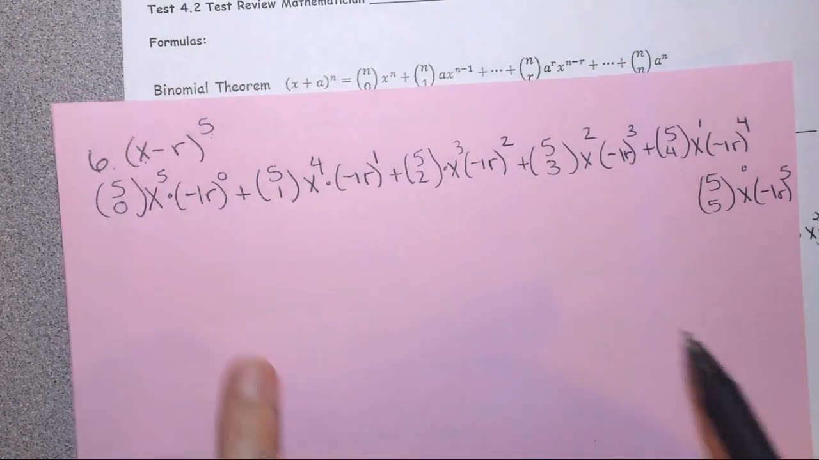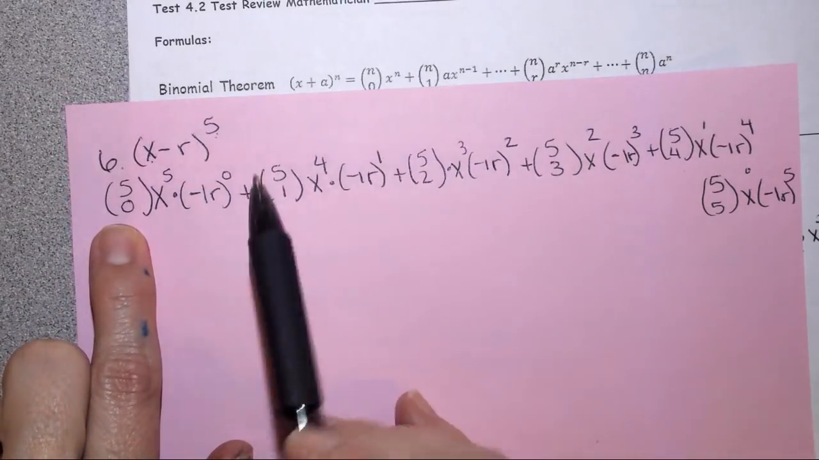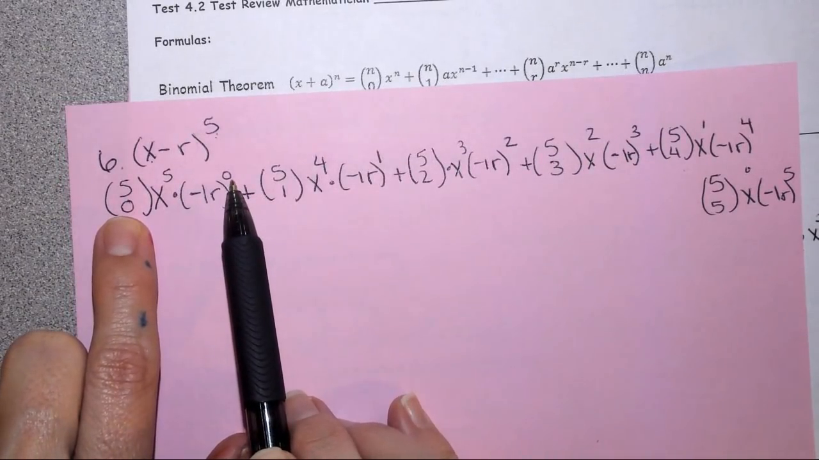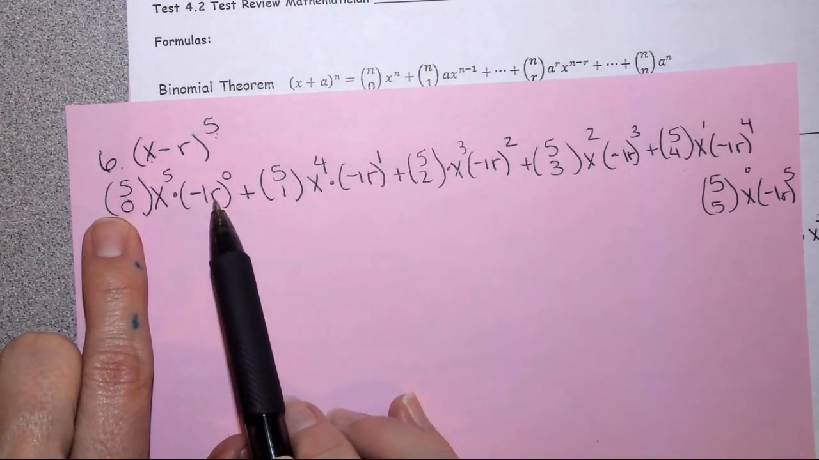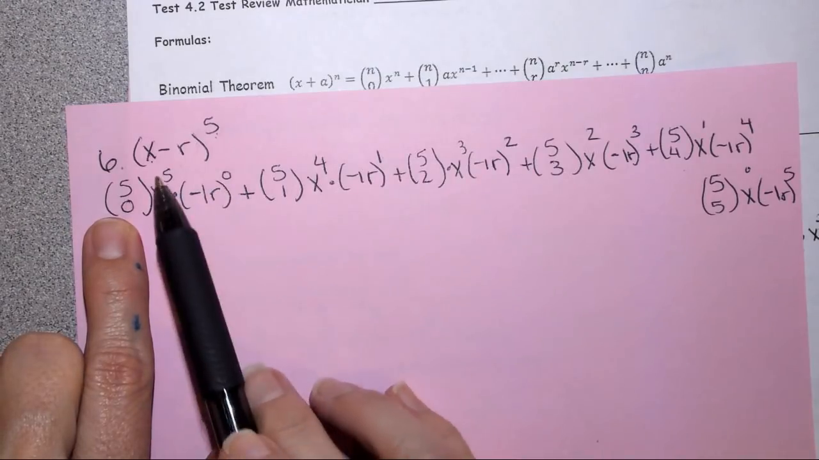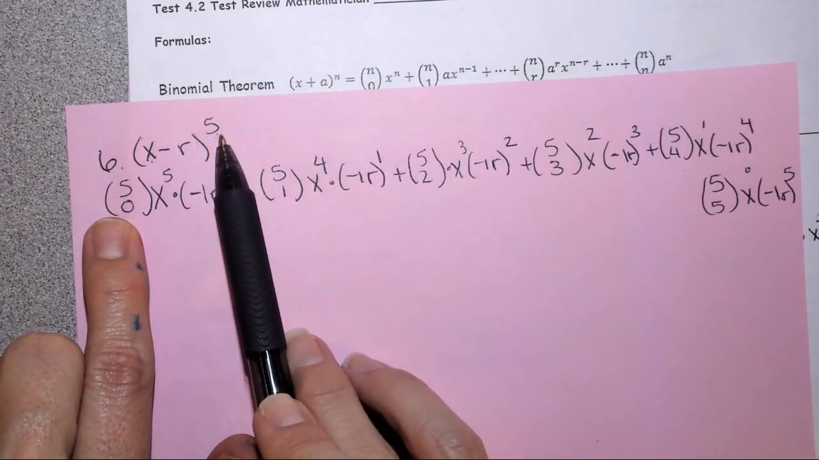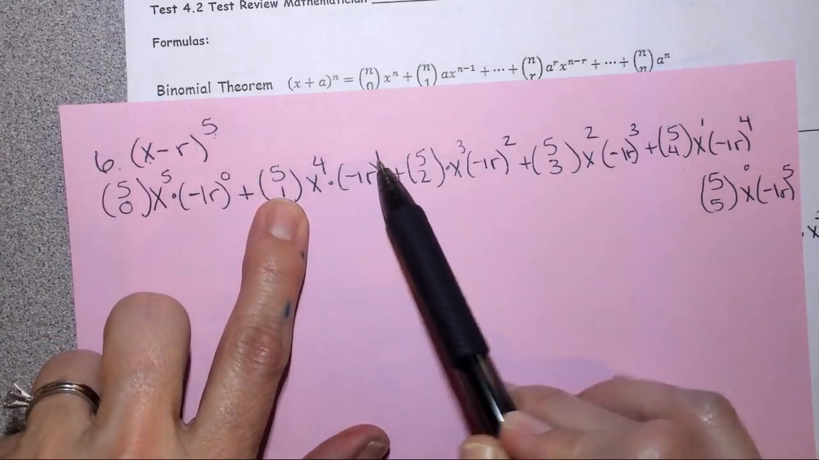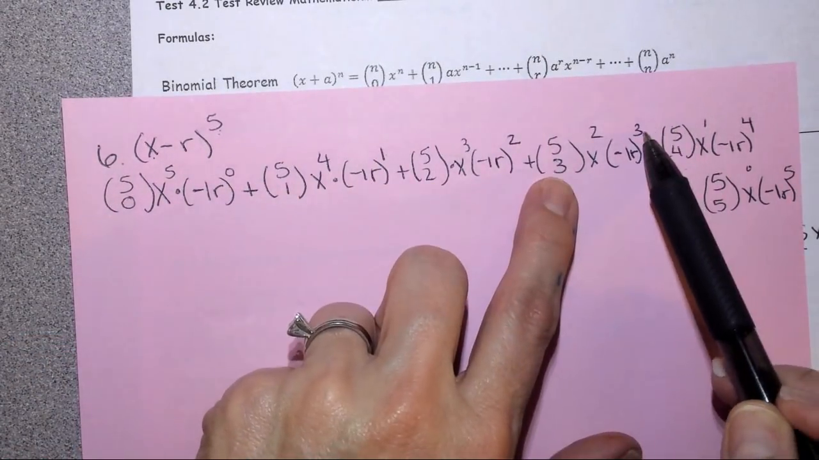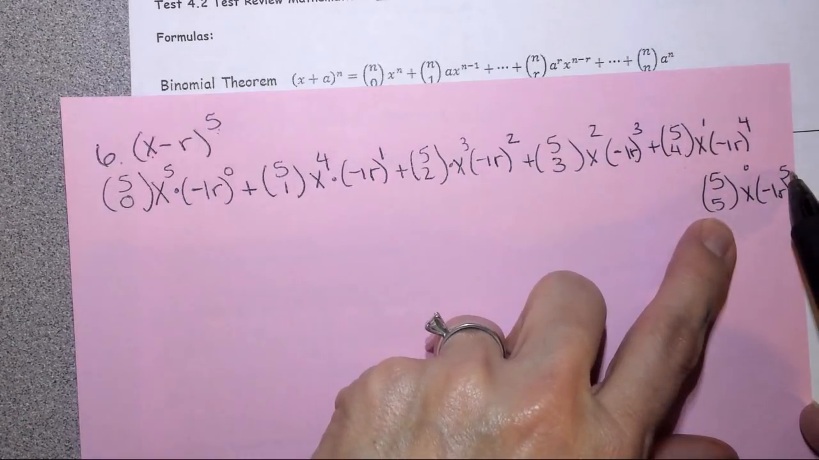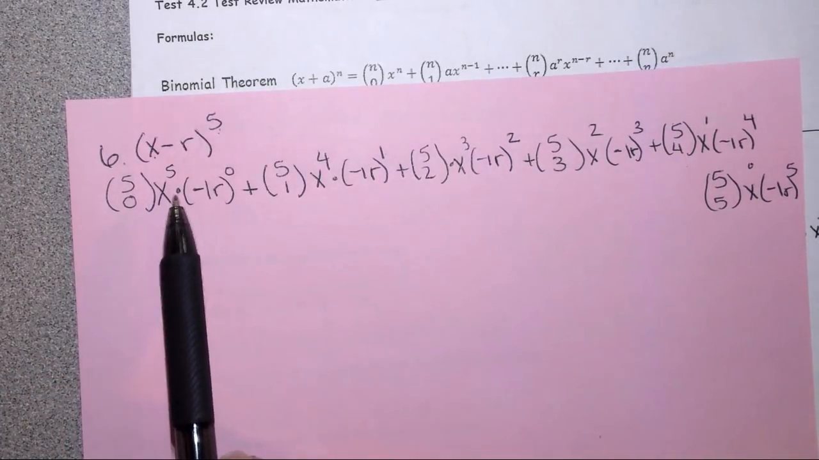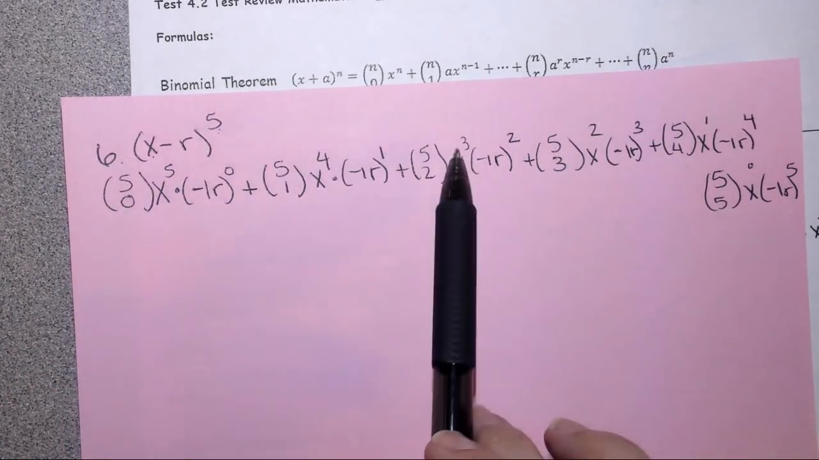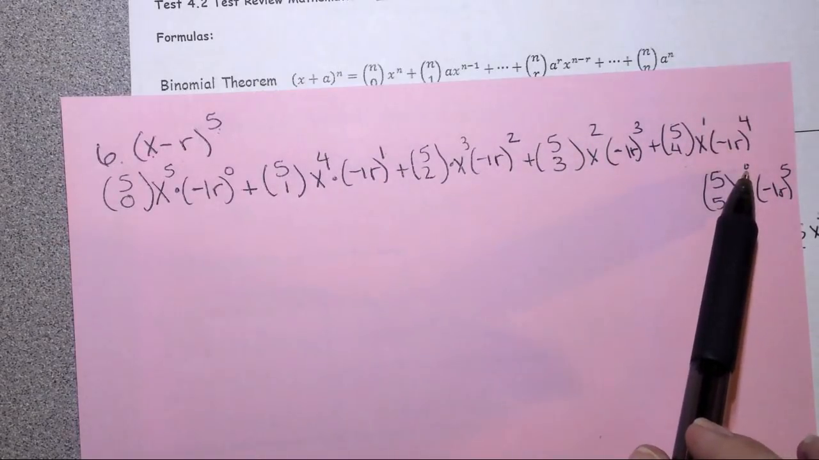So let's go look at the pattern one more time. I said that the first and the last will always start with 0. So 5 choose 0 and negative 1r to the 0. The middle term will start at the power. As I move to the right, the ones on the outside go up by 1, and the ones on the inside go down by 1. 5, 4, 3, 2, 1, none.